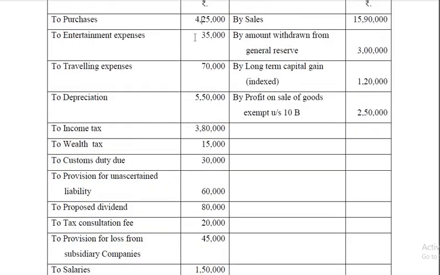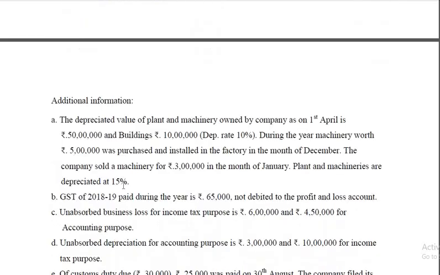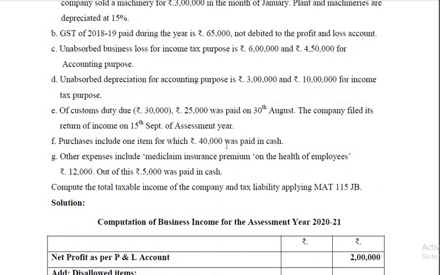Okay, first item 4,25,000. Of that, one item is purchased of value of 40,000 for which you are paid in cash. So if payment is more than 10,000 in cash, the entire amount is disallowed. So 40,000 is to be added back to net profit while calculating business income.